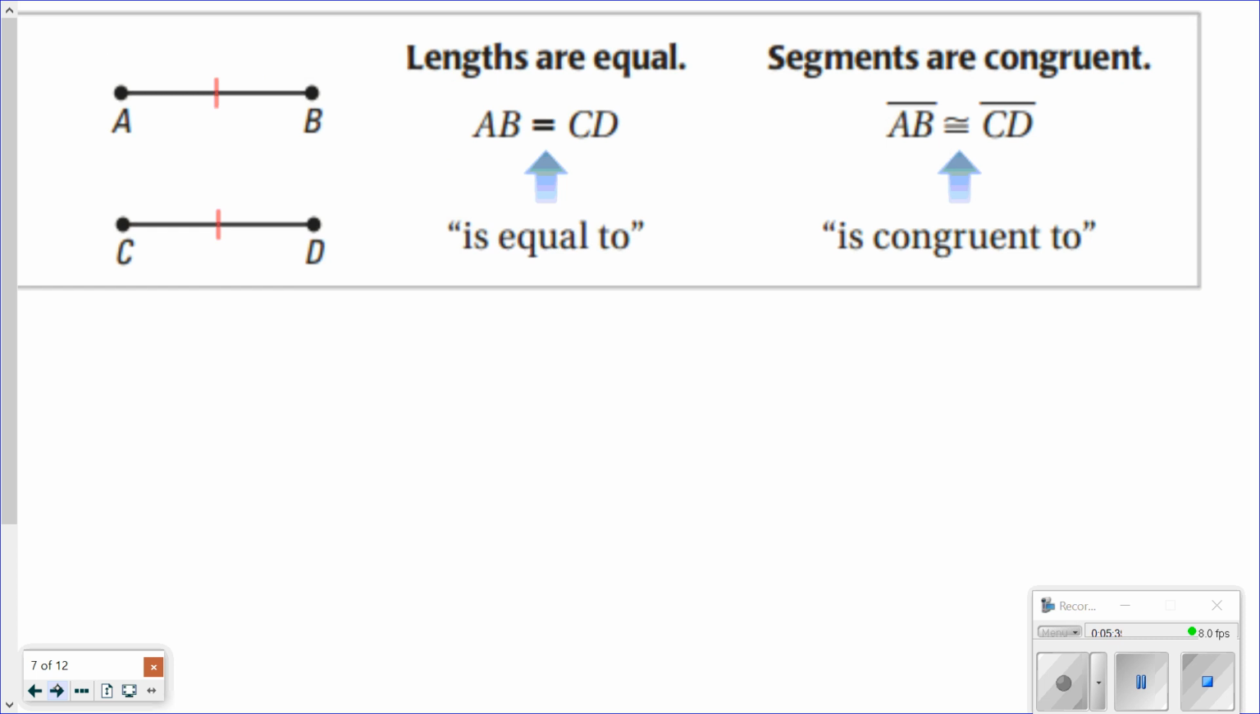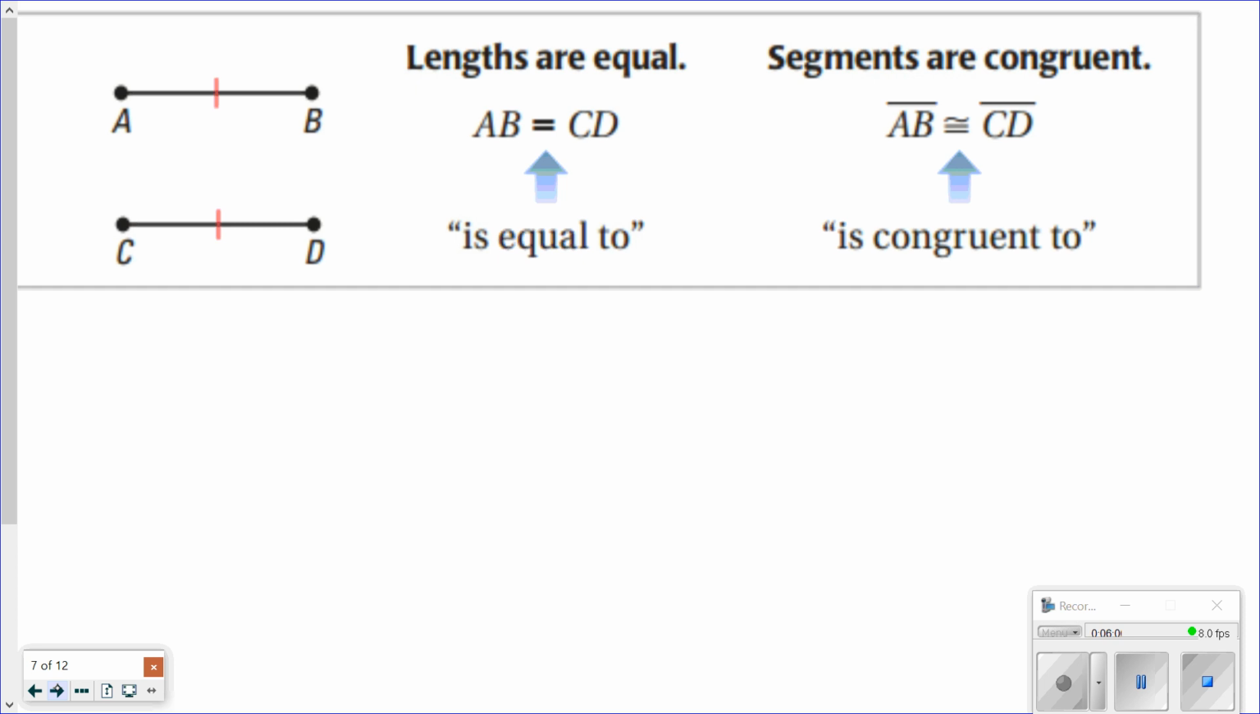Next, we're going to talk about equal and congruent. Lengths are equal if you see an equal sign. That means that they are the same length, and it actually will give you a number. So 10 is equal to 10, 20 is equal to 20. When segments are congruent, it pretty much means the same thing, that they are the same length. However, you're never given the exact length, so you don't know how long those segments really are.